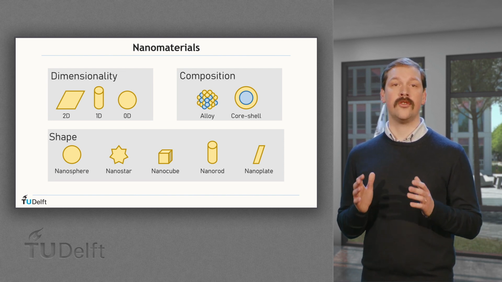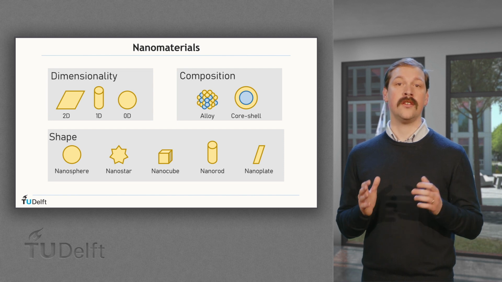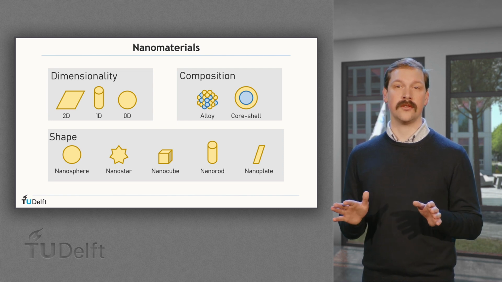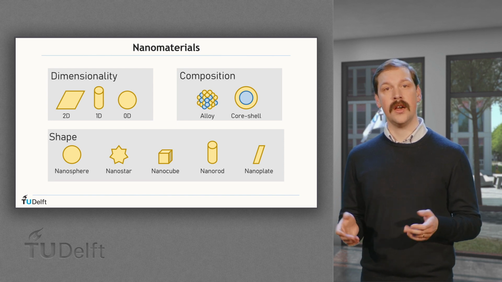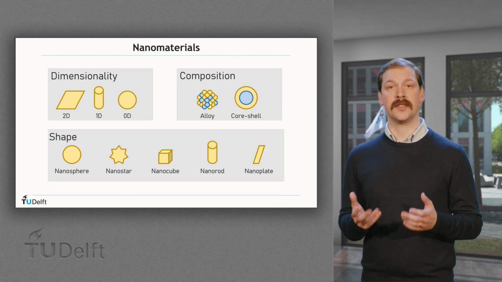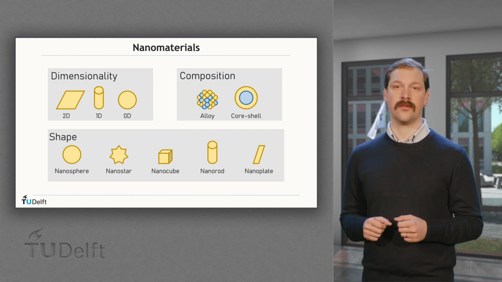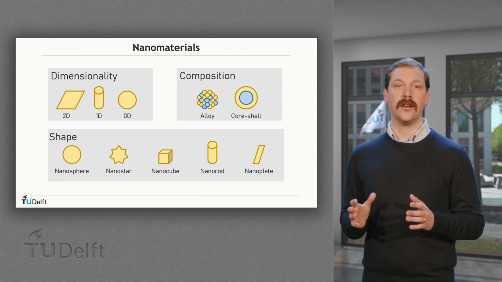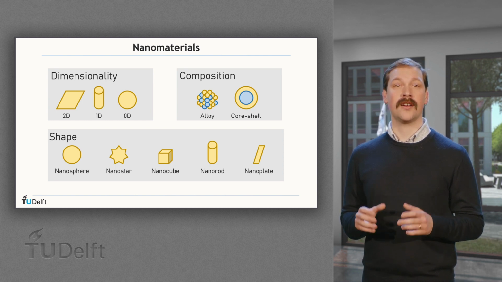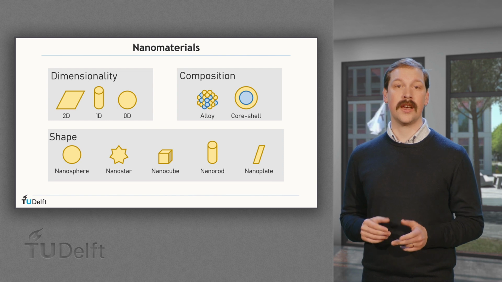This is called a 2D nanomaterial, since two of the dimensions are not nano-sized. An example is a very thin layer or a film. A 1D nanomaterial, instead, has two dimensions in the nanosize, like a nanorod or a nanopillar. Finally, 0D nanomaterials are nanometer-sized in all directions, like nanoparticles.